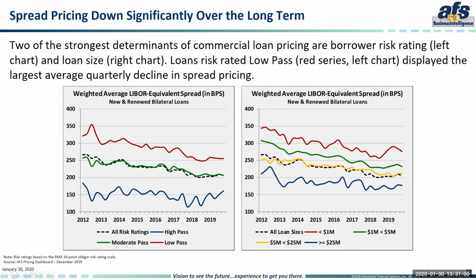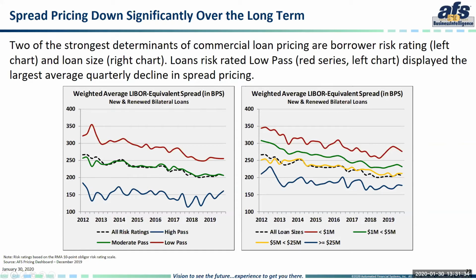To help demonstrate the competitive landscape that persists in commercial lending, slide 23 looks at the drivers of commercial loan pricing. Two of the most important determinants we see are risk rating and deal size. The charts here show the long-term trends in pricing for bilateral loans by focusing on LIBOR equivalent spreads. The chart on the left looks at spreads across risk. The dotted black line depicts the market average, and we can see the steady decline in spread pricing over the last several years.